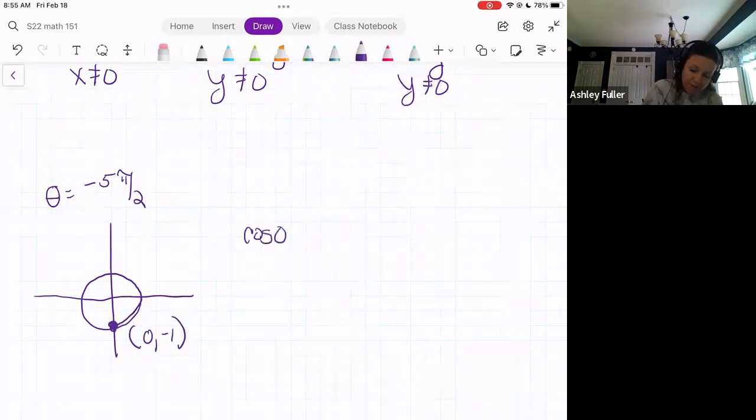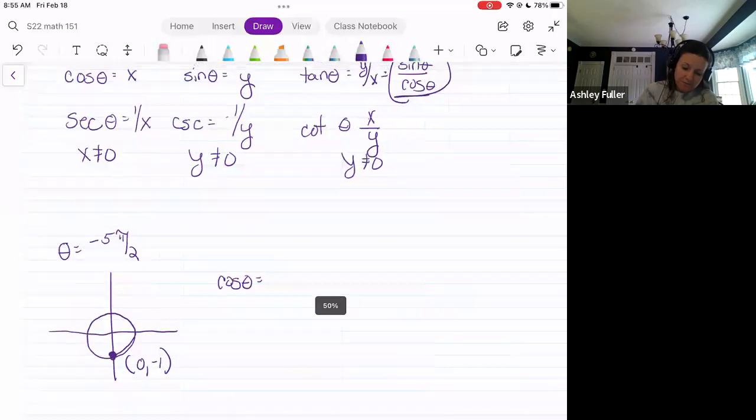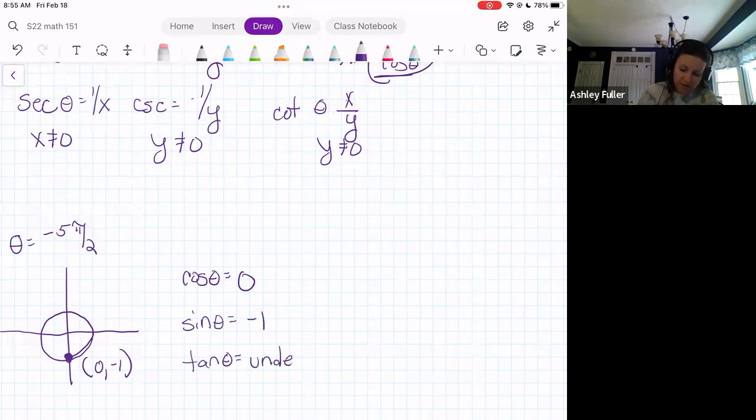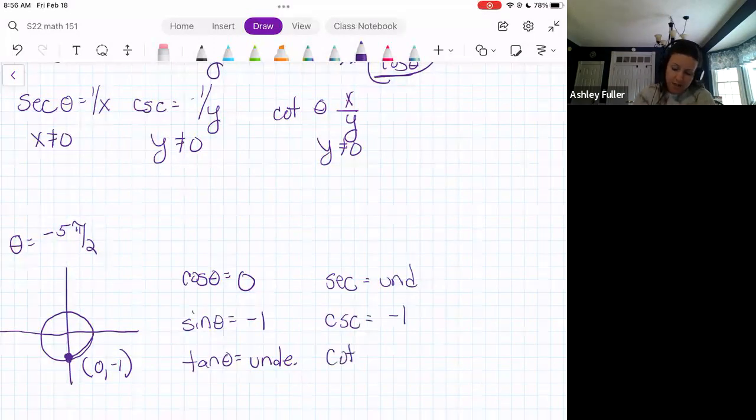So based on what we said previously, our cosine is our x value. So cosine is 0. Our sine is our y value, which is negative 1. And our tangent here is going to be undefined, since we can't divide by 0. Our secant is undefined, again, because we can't divide by 0. Our cosecant is negative 1, again, the reciprocal. And our cotangent is going to be 0.